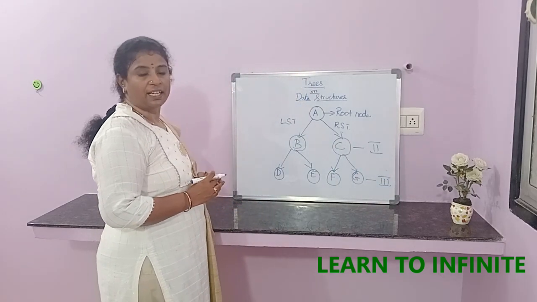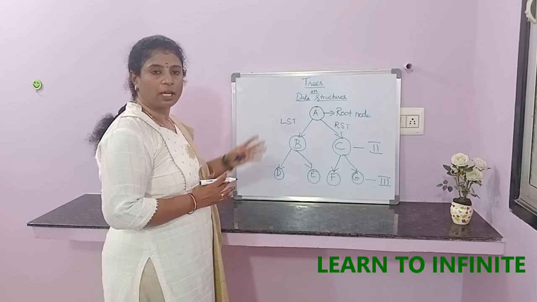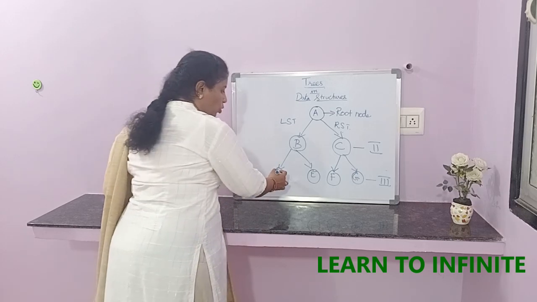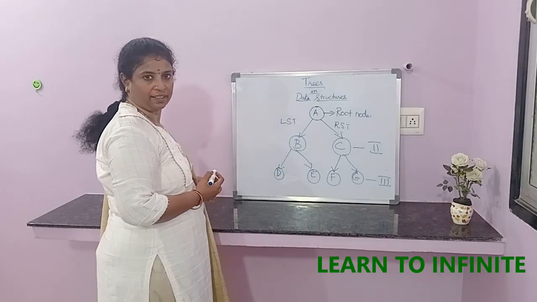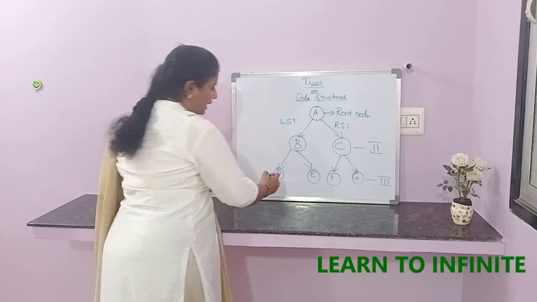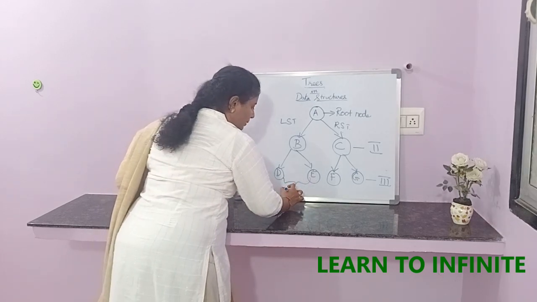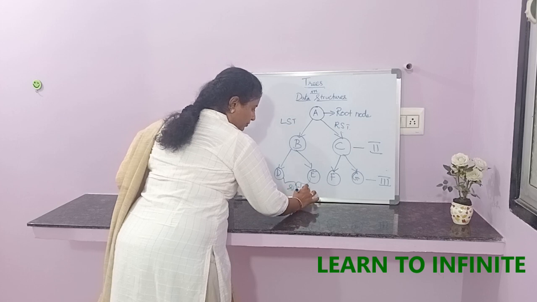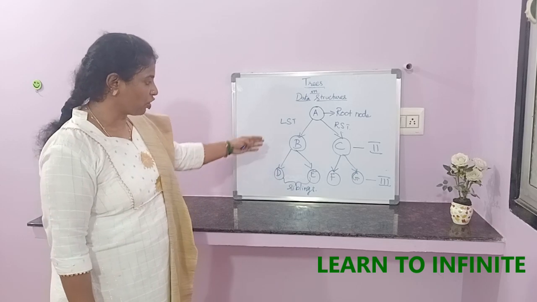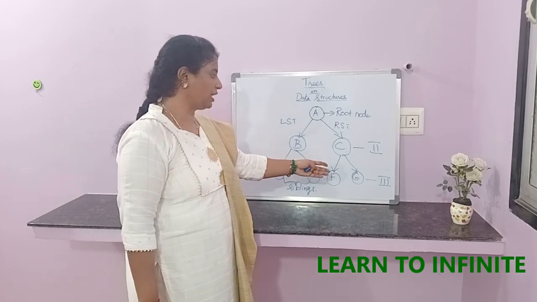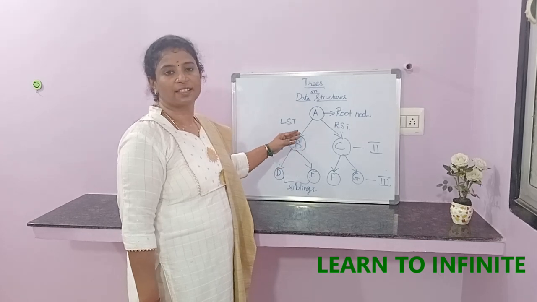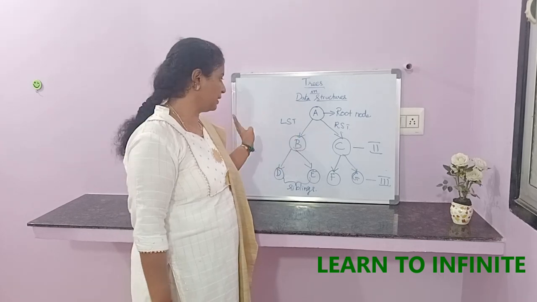So what are siblings? There are many keywords to be noted when you come to a tree. Siblings are the nodes which are connected to the same parent. For example, if you look at this tree example, D and E are siblings, right? You understand? The same way, F and G are siblings under C. So the nodes which are connected to the same parent are called siblings.